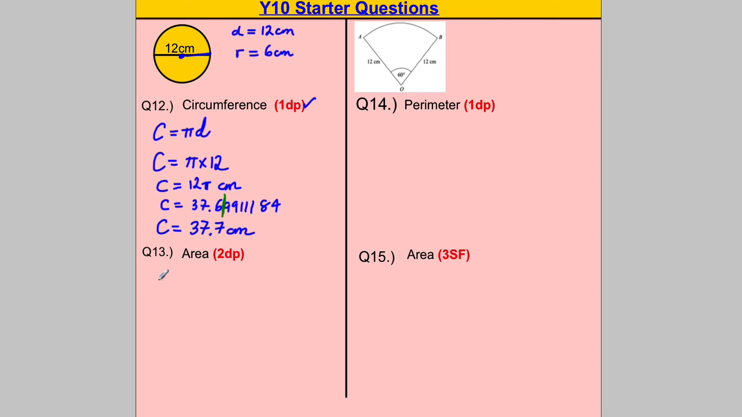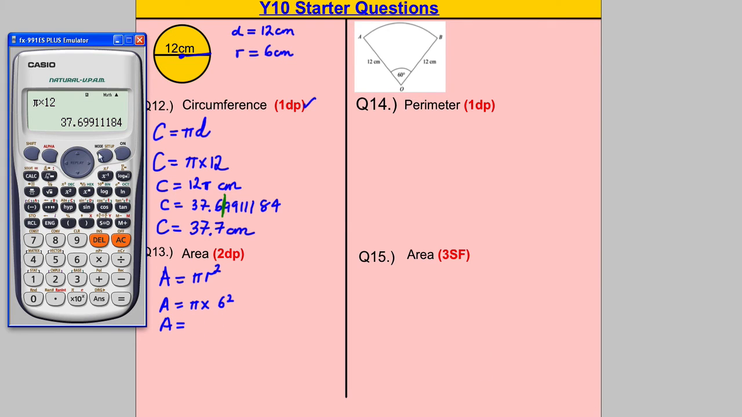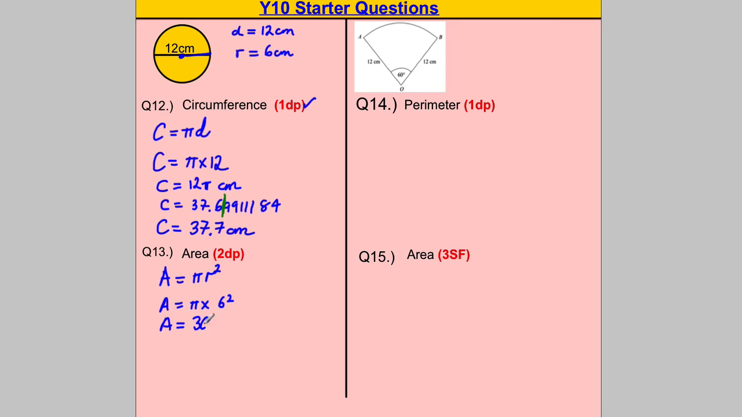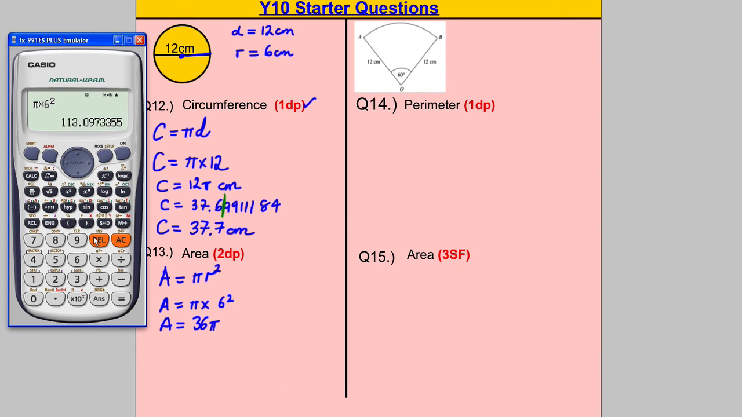Okay, let's do area. The formula for area is equal to pi r squared. Okay, so we write our formula down. So our area in this case is pi multiplied by r squared. Now the diameter was 12, so r is 6, so we multiply it by 6 squared. Type that in the calculator and see what happens. If we do pi multiplied by 6 squared, it tells us the answer is 36 pi. That's in terms of pi, but it asks it to 2dp, so press that.